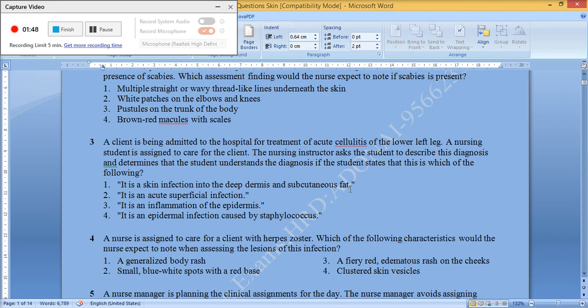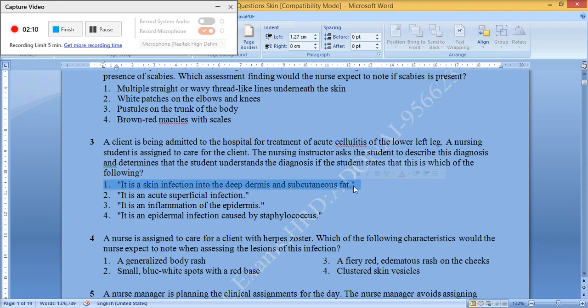2. It is an acute superficial infection. 3. It is an inflammation of the epidermis. 4. It is an epidermal infection caused by the staphylococcus. Answer 1. It is a skin infection into the deep dermis and subcutaneous fat.